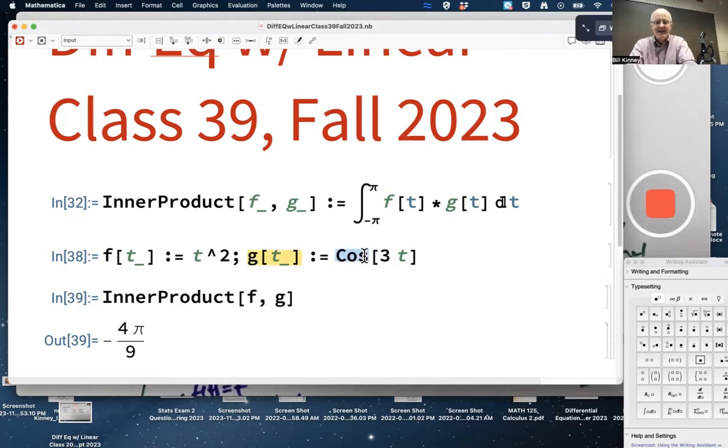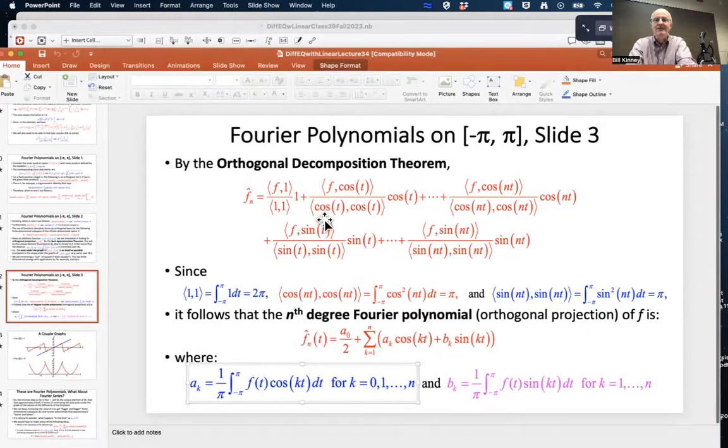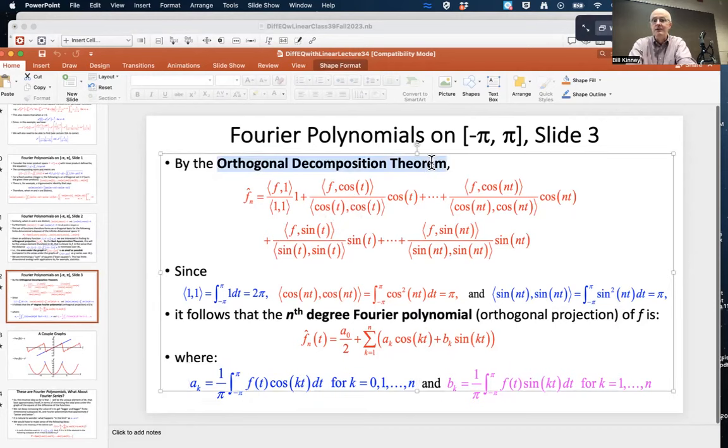If I picked a sine for this example, the inner product is going to be 0. Even function times an odd function is an odd function. Integrating from negative pi to pi, I'm going to get 0. Sine 4t, I'll still get 0. You also, in this formula, do need to normalize these things. You do need to divide by some inner products. This is the orthogonal decomposition theorem being used here. So notice in all these fractions, there are also some inner products. Those numbers are not 0, otherwise you'd be dividing by 0.